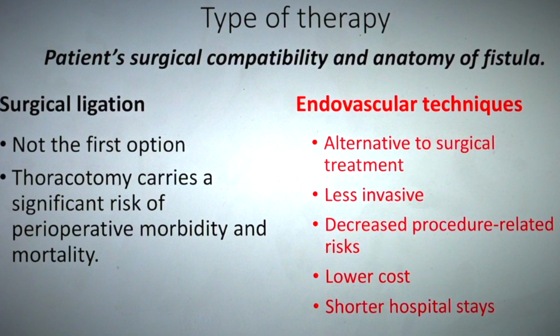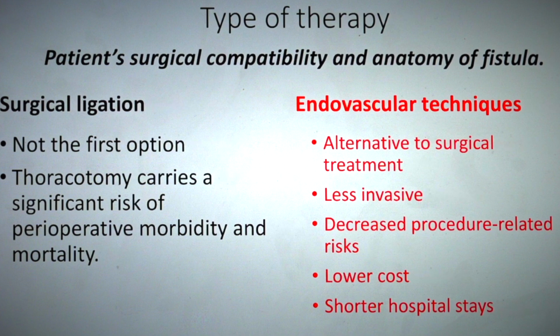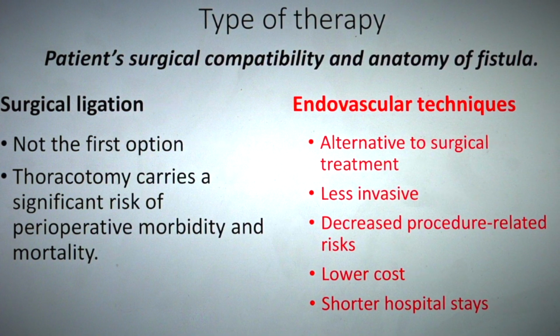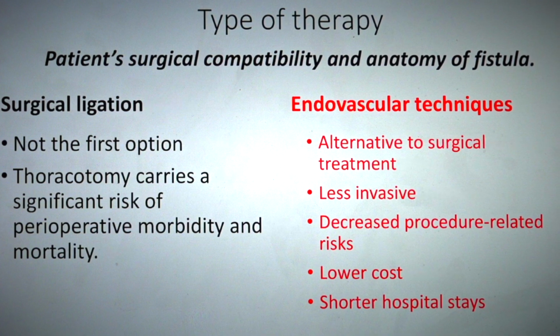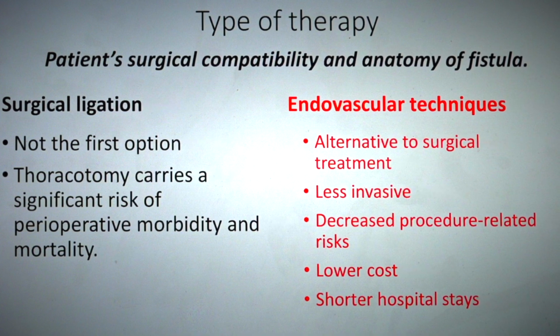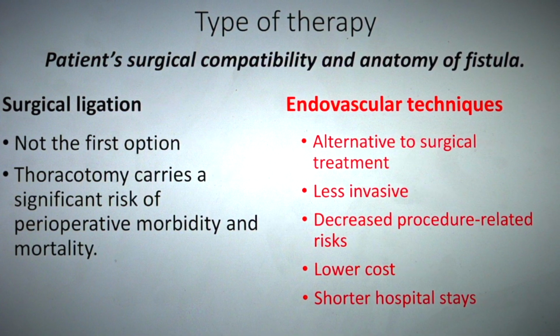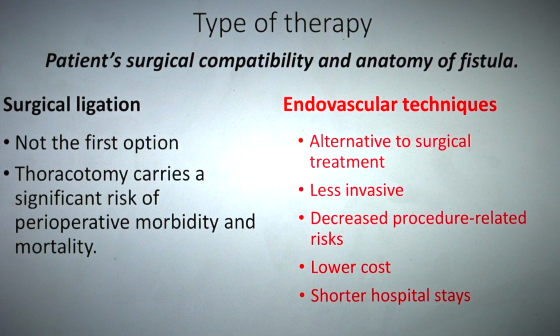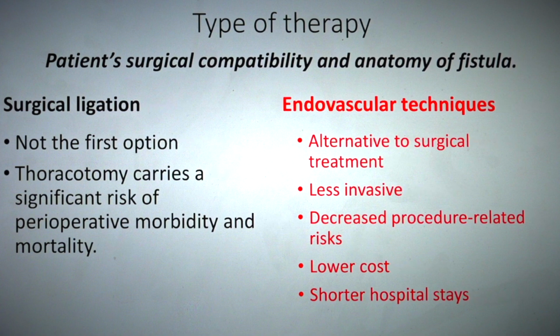The type of interventional therapy depends on the surgical compatibility of the patient and the anatomy and characteristics of the fistula. However, surgical ligation is not the first option nowadays because thoracotomy carries a significant risk of morbidity and mortality. Endovascular therapy options have emerged and are now an alternative to surgical treatment. They are less invasive procedures, and they provide decreased procedure-related risk, lower cost, and shorter hospital stays.